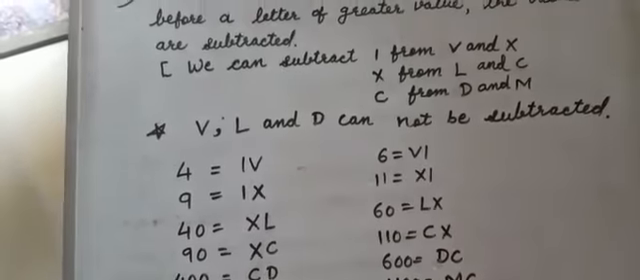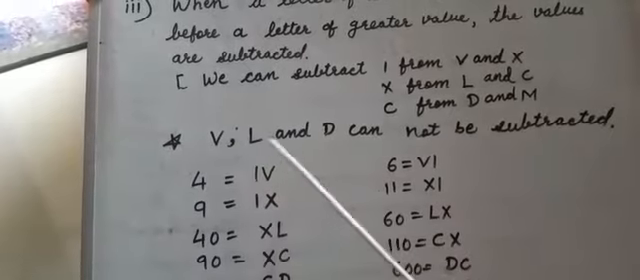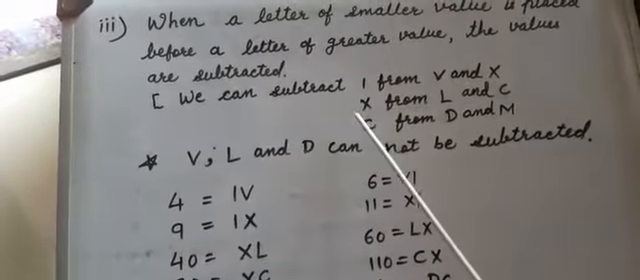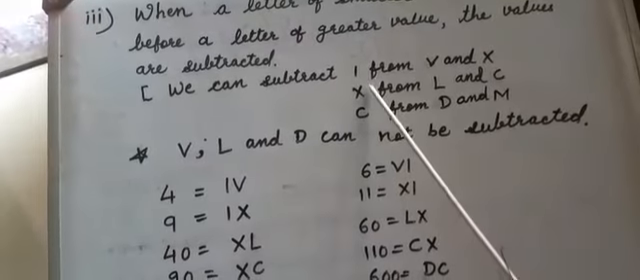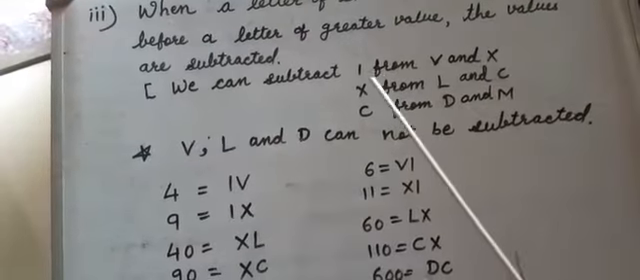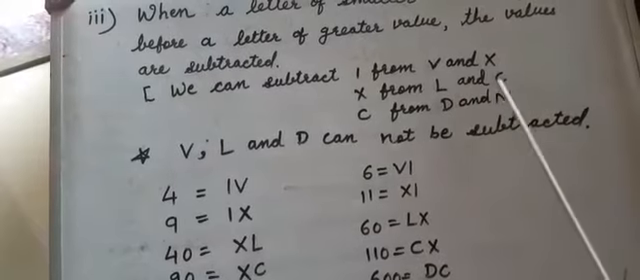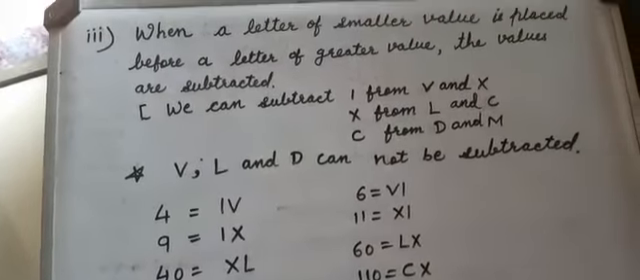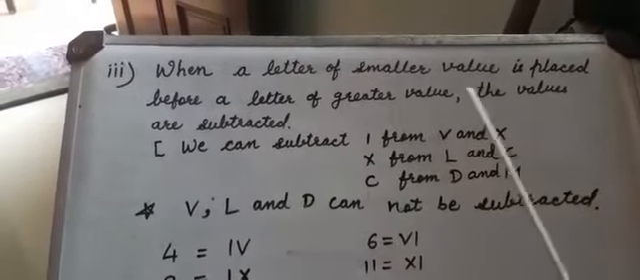So in this manner we have to remember that V, L and D cannot be subtracted. But what can we subtract? I can be subtracted from V and X. X can be subtracted from L and C can be subtracted from D and M. So again this rule is clear.